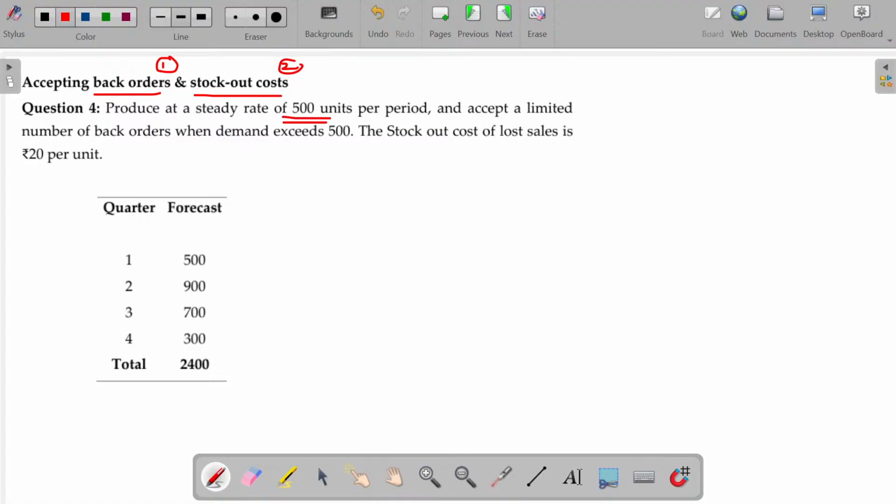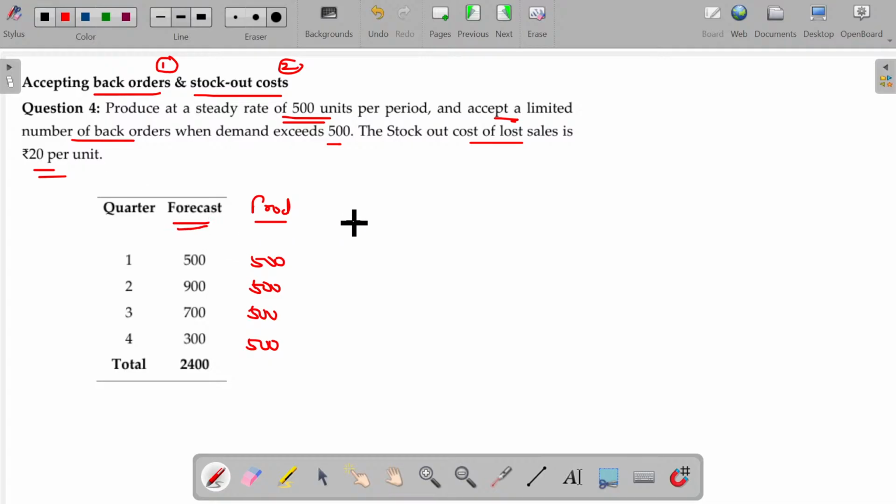Produce at a steady rate of 500 units per period. So your production being 500 per period, and accept a limited number of back orders when the demand exceeds 500. The stock out cost of lost sales is rupees 20 per unit. Because you are not able to supply, your customer's demand is lost. If you are losing by not supplying, then you will be losing around 20 rupees for every lost supply.